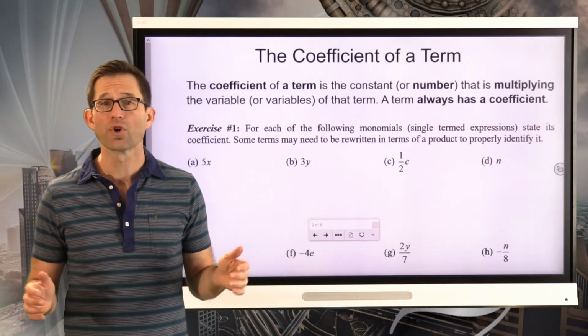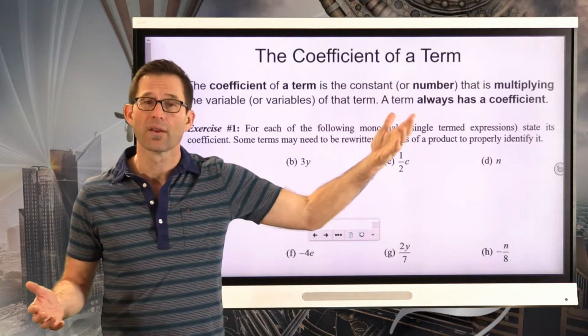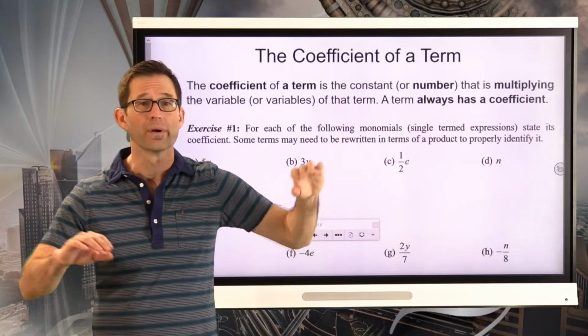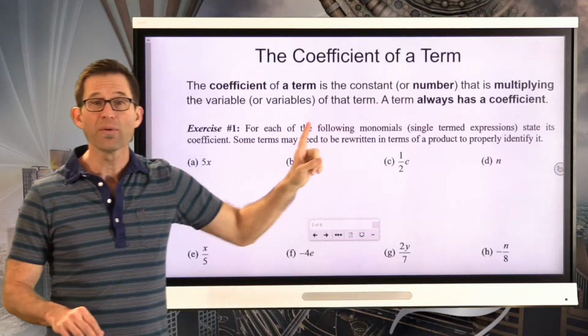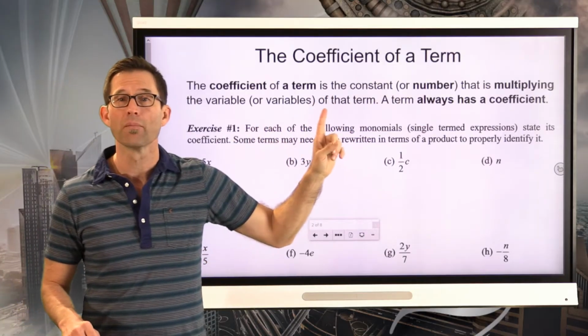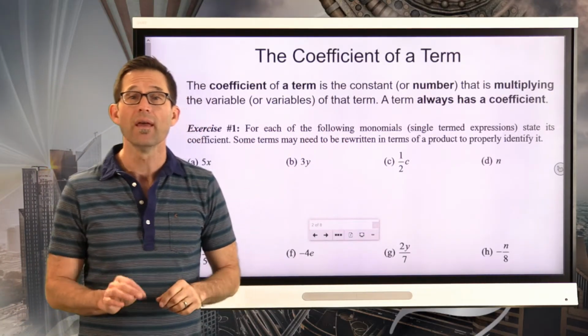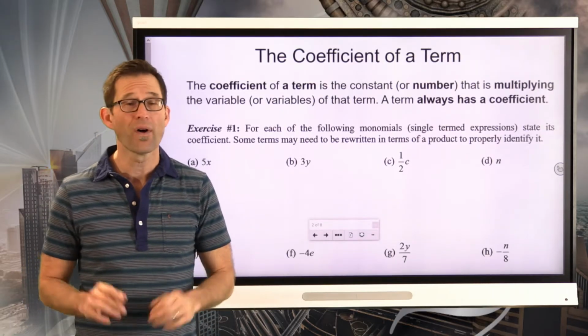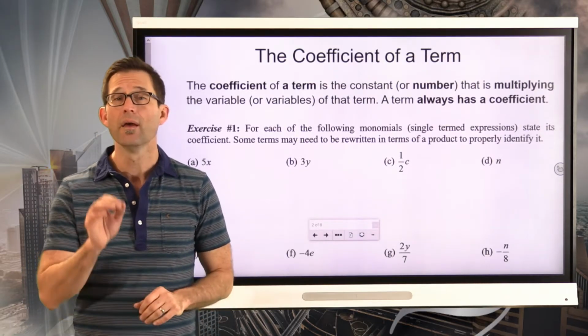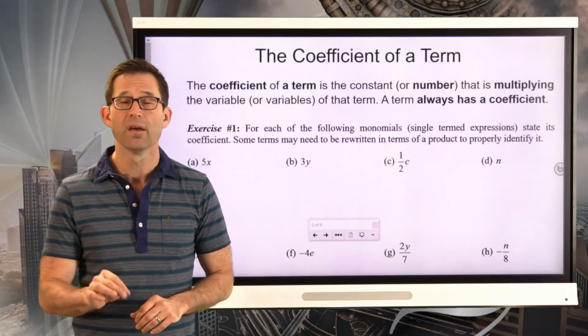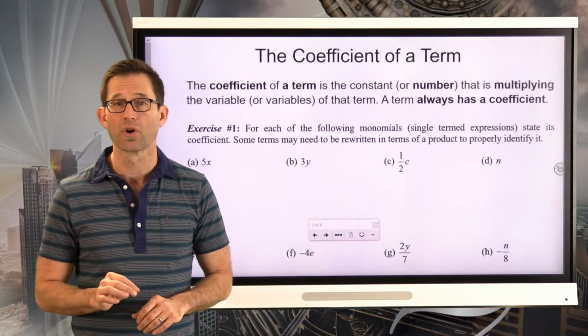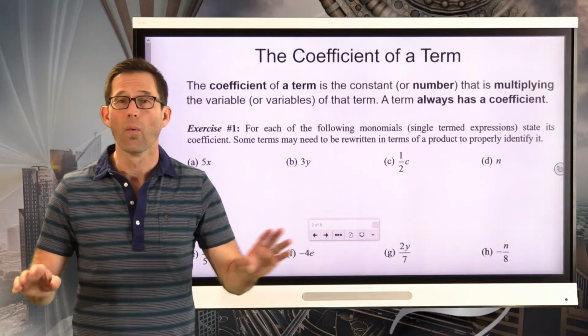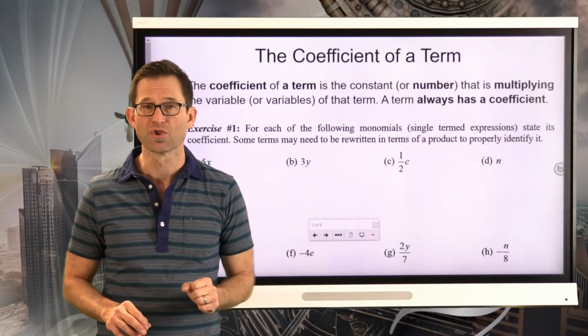The coefficient of a term is simply the constant, in other words, just a normal number, that is multiplying the variable or variables of a term, and that's absolutely key. It is the number that is multiplying, not dividing, not adding, not subtracting, but the number that multiplies the variable or variables in a term. And a term always has a coefficient, right?